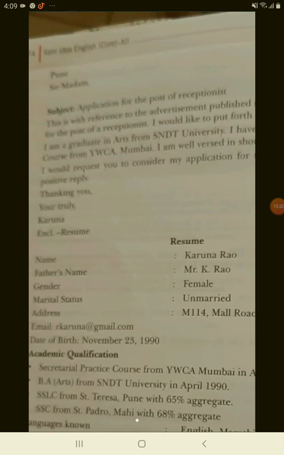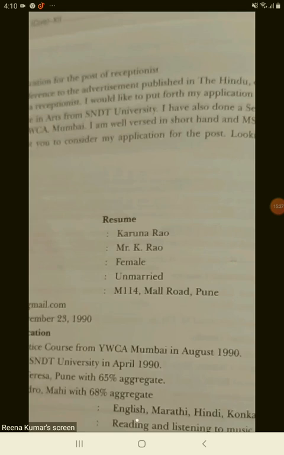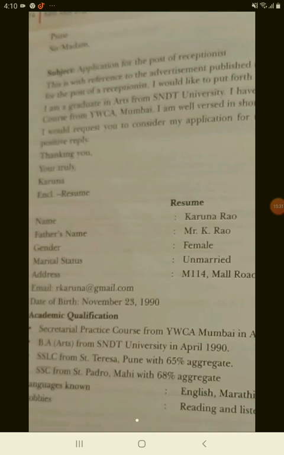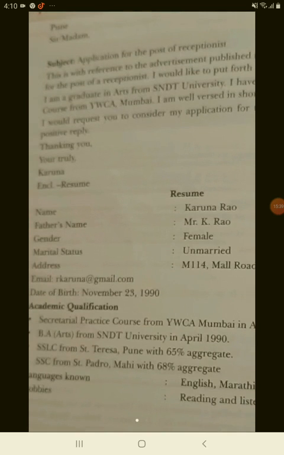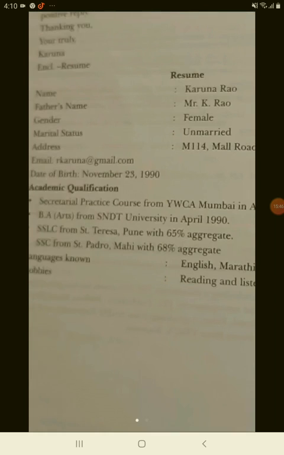Well versed in shorthand and MS Office. So, material knowledge is there. And I would request you to consider my application for the post. Looking forward to a positive reply. Thanking you, yours truly, etc. And then at the end, she's written enclosure: resume. Resume is the biodata. So here, this candidate has written her biodata and academic qualifications, and everything properly has been written here. So she has made it very brief.